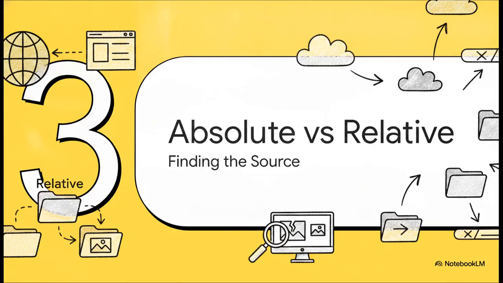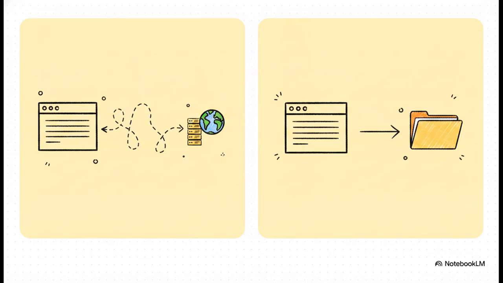All right, let's jump into Section 3, absolute versus relative paths, finding the source. Okay, this specific distinction trips up so many beginners, so let's clear it up. Think of an absolute path like mailing a letter with a full global address. You need the country, the state, the zip code, the whole shebang. On the web, that's a full URL starting with HTTPS, pointing to an image hosted on an entirely different server somewhere else on the internet.